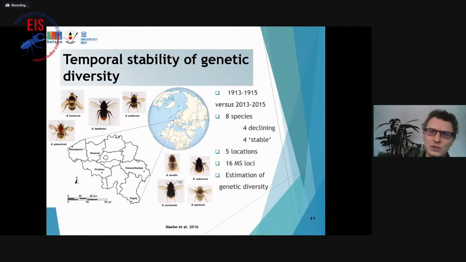So in the first study, we investigated this hypothesis, and which of these hypotheses are actually true. And we did this by determining the genetic diversity levels in recent versus historical populations of 4 declining and 4 stable bumblebees in Belgium. Specimens of 5 different locations were genotyped with 16 microsatellite loci, and we compared the genetic diversity from historical specimens around 1913, 1915 with recent populations of 2013, 2015. So almost exactly 1 century later in time.